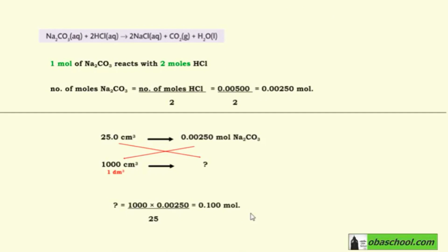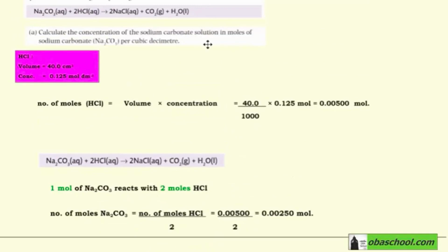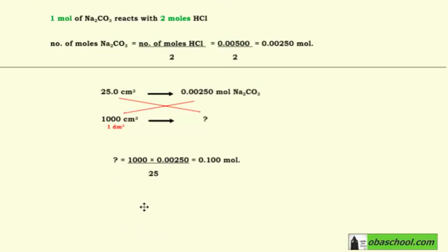1,000 times 0.00250 over 25. So in 1,000 centimeter cubed, I have 0.1 moles. So I obtained the number of moles in 1,000 centimeter cubed or 1 decimeter cubed. So the concentration of sodium carbonate is 0.1 moles per decimeter cubed. So 0.1 moles are dissolved in 1 decimeter cubed or 1,000 centimeter cubed. So like that, we finished the first part of this problem, and we obtained the concentration of sodium carbonate in moles per decimeter cubed.